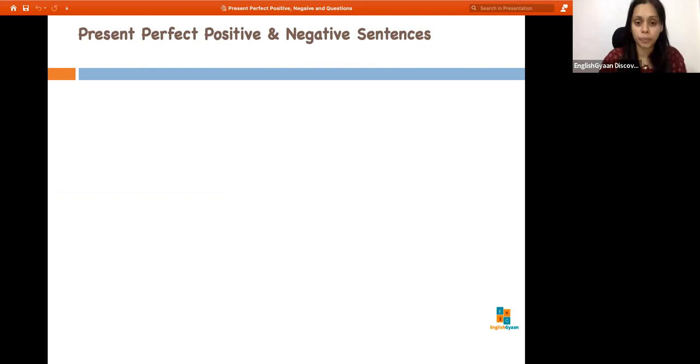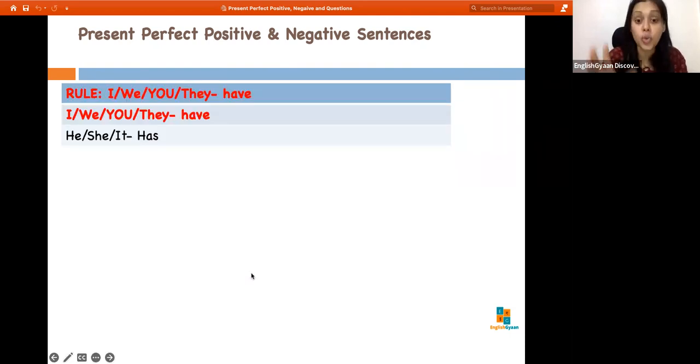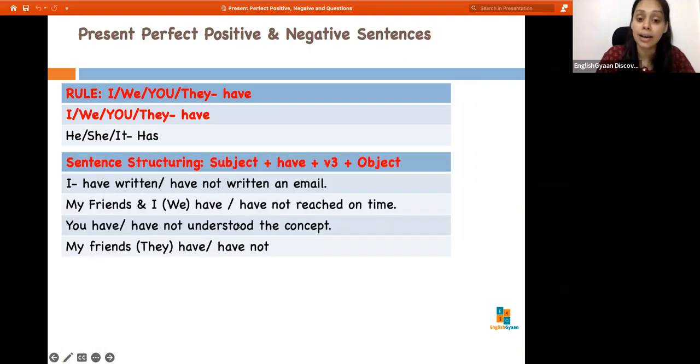Now, let me tell you the sentence structuring or the rule. The first rule in present perfect tense is when you talk about I, we, you, they, you're going to use have. And when you talk about a third person, a boy, he, a girl, she, or a thing, it, you're going to use has. Because the sentence structuring is going to be first subject, then have plus V3. Always in perfect tense, that is present perfect, the verb is going to be of the third form. This is the rule of grammar.